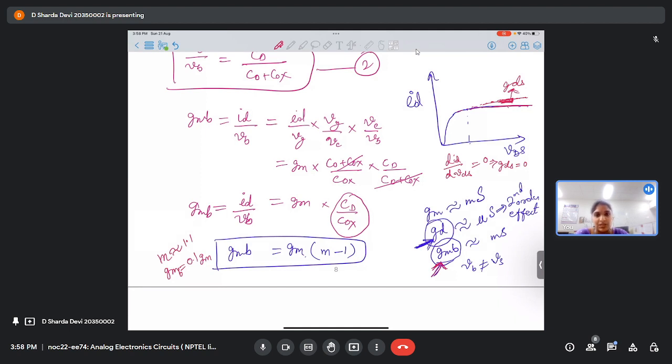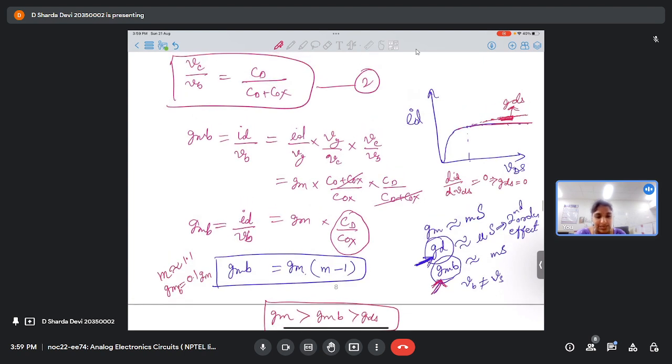That's what I basically wanted to highlight, that the effect of GMB is higher compared to GD. So in terms of values, it will be like GM, then GMB, then GDS. This is the conductance sequence that a MOSFET will follow, and this is almost applicable to all types of FETs. So this is what I wanted to highlight. So could you understand this? Any doubts? Is this derivation clear?